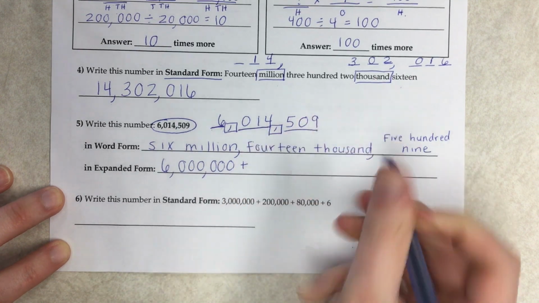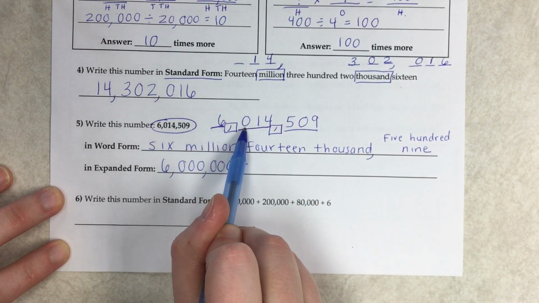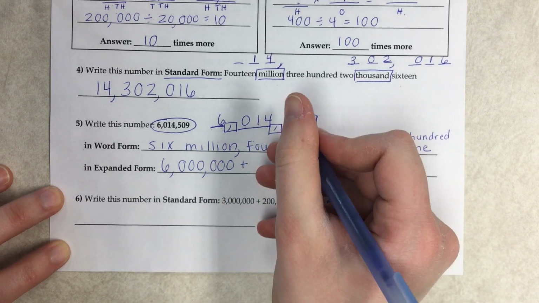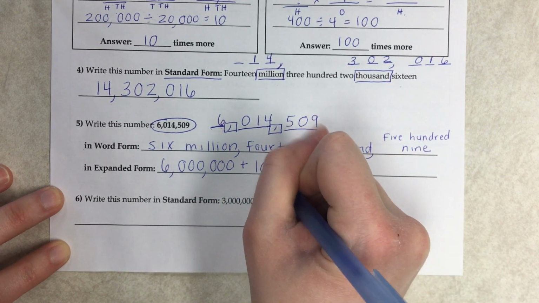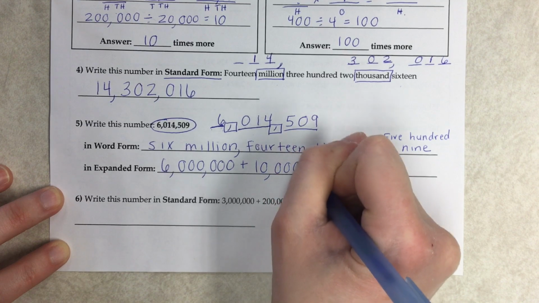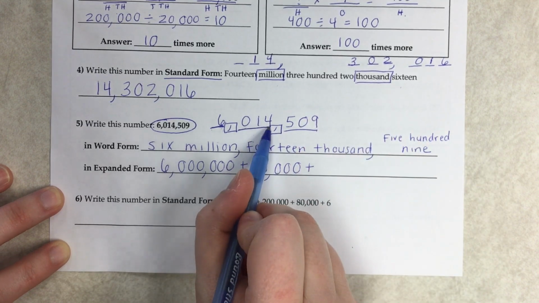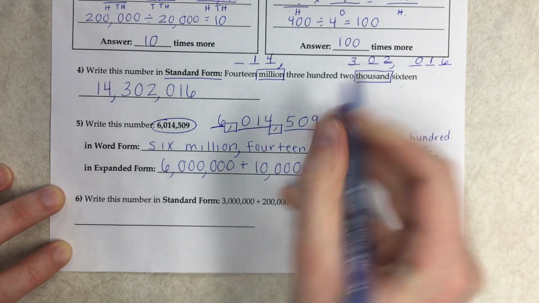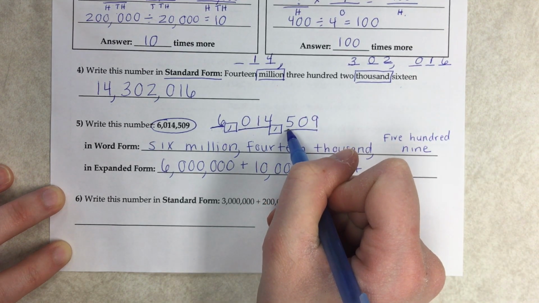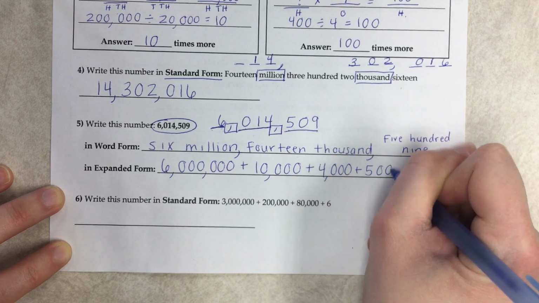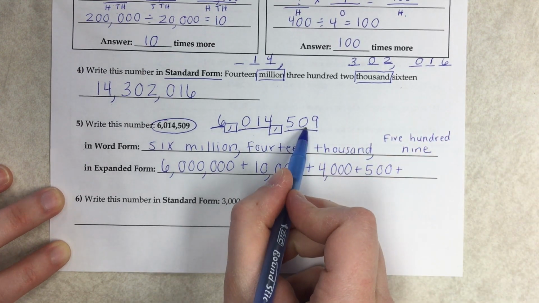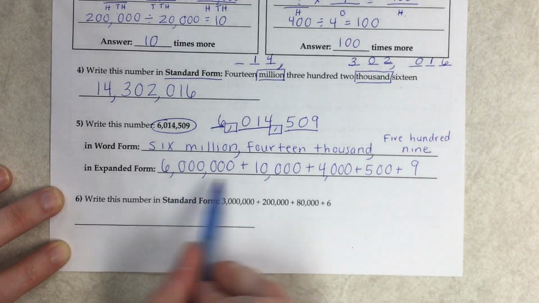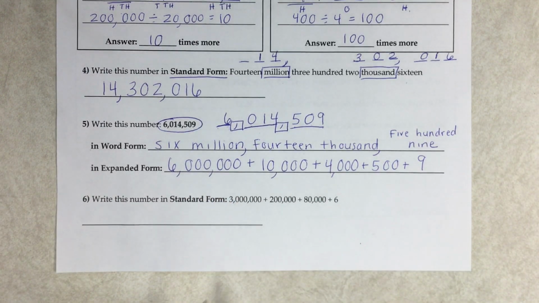Then I put a plus sign. Then I have a 0 next. I'm going to skip over the 0 and go to my 1. And then I would put 10,000 plus my 4 in my thousands place is worth 4,000 plus my 5 in my hundreds place has a value of 500. Then I have a 0, so I skip over that, go to my ones place. My 9 is just worth 9. And then I have my number in expanded form.